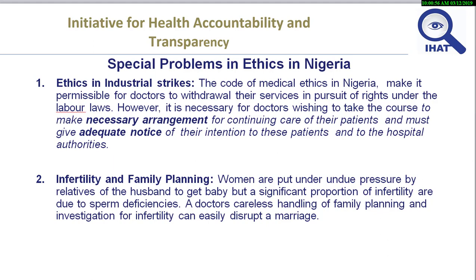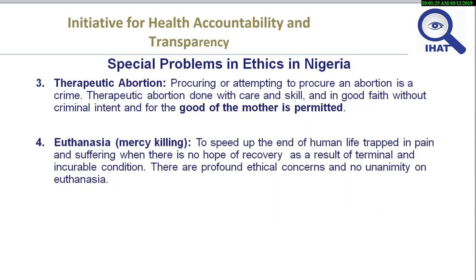The other issue is infertility and family planning. We know women in Nigeria are put under undue pressure by relatives of husbands to get a baby. But we also know that a significant proportion of infertility is due to sperm deficiencies. Therefore, a doctor's careless handling of family planning and investigation for infertility can easily disrupt a marriage, and this constitutes an ethical dilemma of unimaginable proportion.